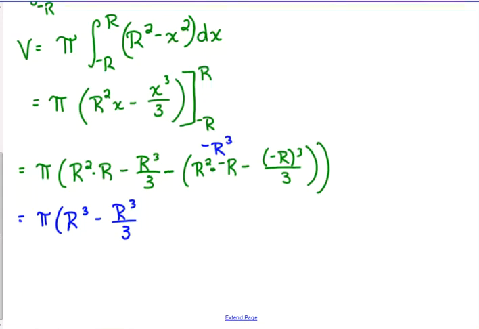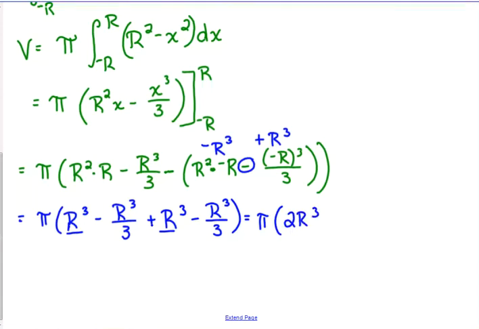And negative r cubed is negative r cubed, but we're subtracting it here, so that becomes a positive r cubed over 3. And then we're subtracting this whole thing, so it changes those signs. So minus a negative r cubed is really plus r cubed. And minus that positive r cubed over 3 is minus r cubed over 3. So let's put together our like terms first. r cubed plus r cubed is 2r cubed. And we've got minus 1/3 r cubed minus 1/3 r cubed, so that's minus 2/3 r cubed.